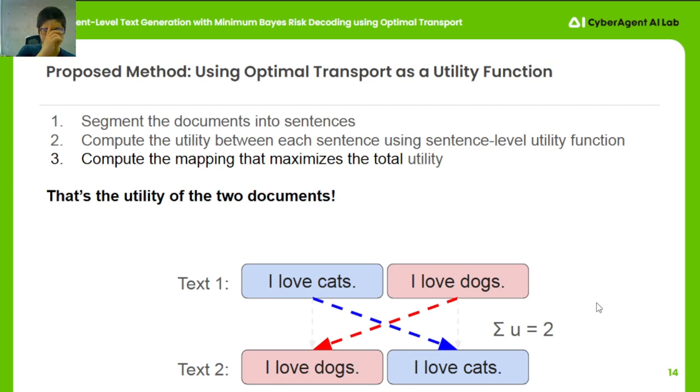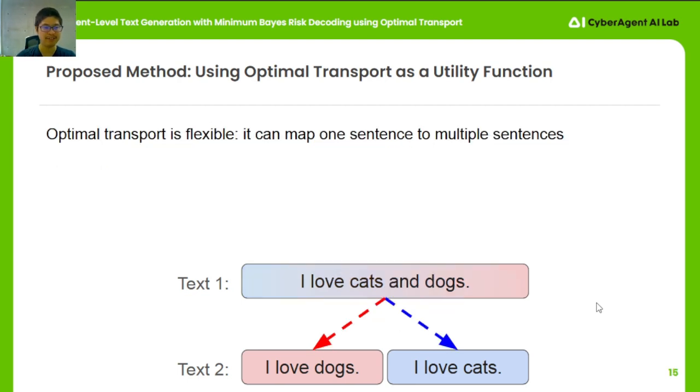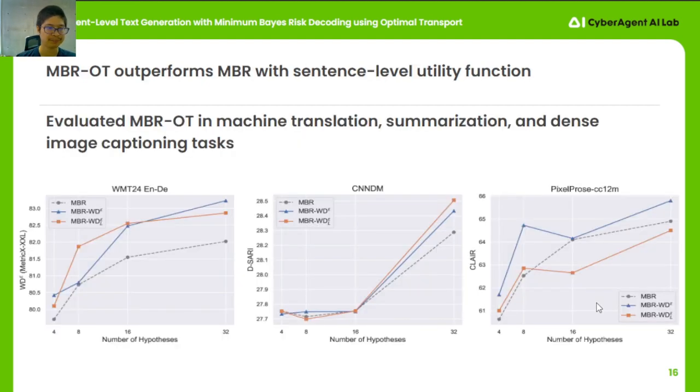The good thing about optimal transport is that, for the example I showed, the documents have the same number of sentences and they basically overlap, but it can be flexible. You can have one sentence mapped to multiple sentences, or vice versa, or even a sentence that is not mapped to anything. So optimal transport is basically a way to compute between 2 groups, and there are no constraints.